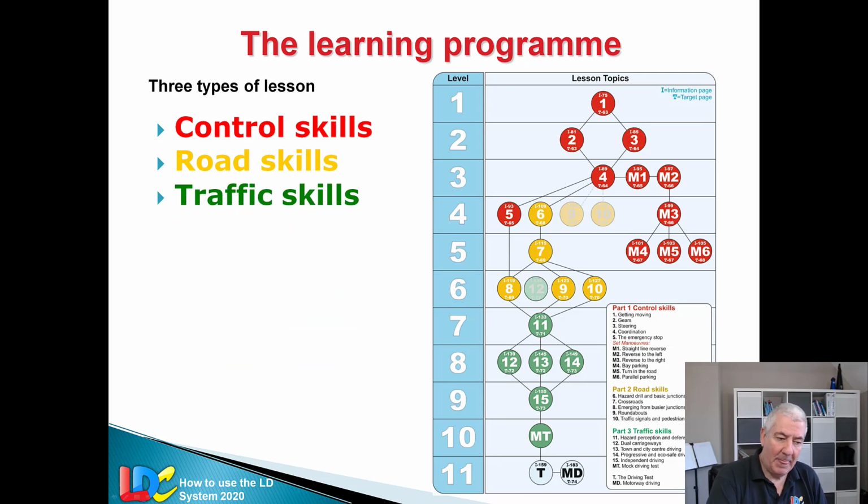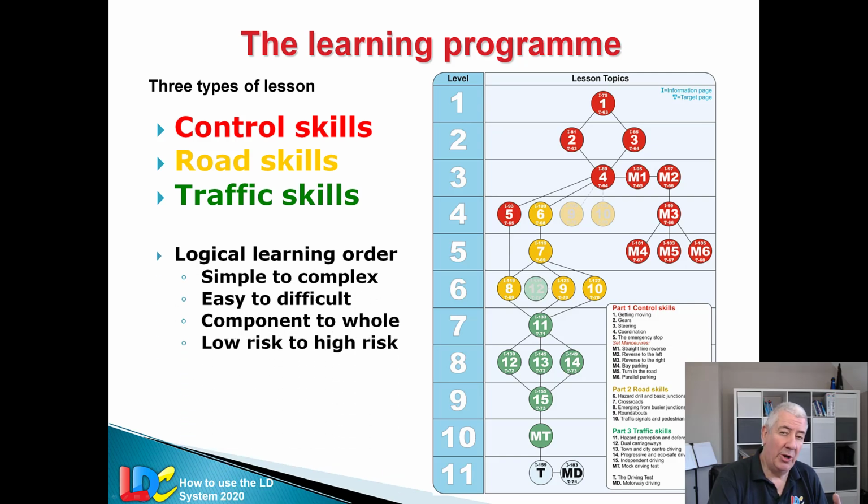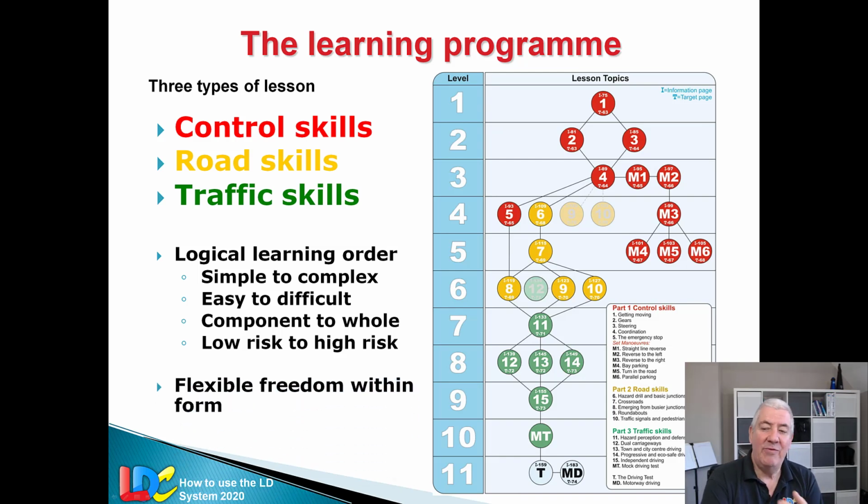What we're doing here is we're managing the risk. It's a logical learning order. We're going from simple to complex, easy to difficult, component to whole, and low risk to high risk. And we're transferring responsibility as we go to the learner. It's very flexible. It gives us freedom within form. So at any level, we can choose a range of lessons on that level, and the student can pick their own way through the program.